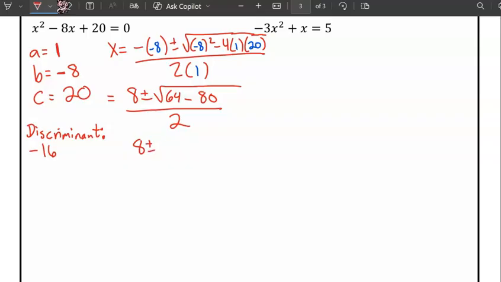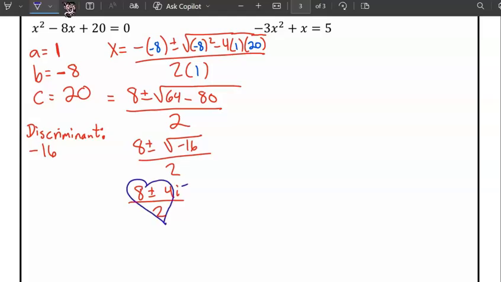8 plus or minus the square root of negative 16 over 2. Negative 16 is a perfect square. It's 4i. 8 plus or minus 4i all over 2. Simplify the fraction. They're all even numbers. You can divide out 2. X equals 4 plus or minus 2i.